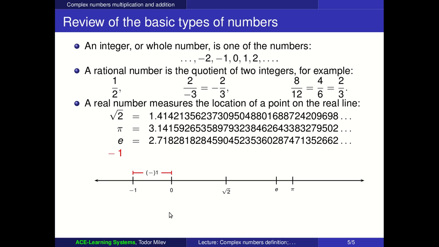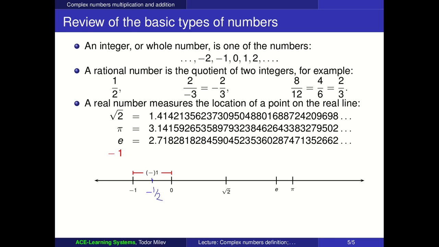So rational numbers represent quotients of integers, and real numbers represent distances. Of course, rational numbers also represent distances. For example, here's the number -1/2, right? So that would be a rational number. But real numbers are finer, so they can give you a better approximation for distances than rational numbers.